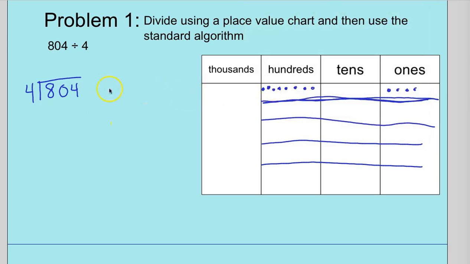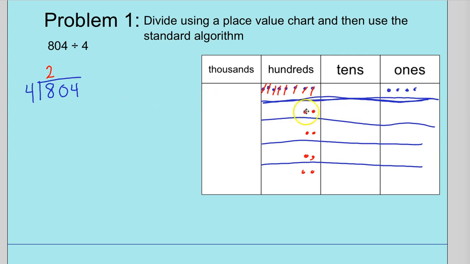Since I'm dividing, I'm going to start by dividing my hundreds. 8 hundreds divided by 4. So 1, 2, 3, 4. So that was 2. So I put the 2 on the roof.